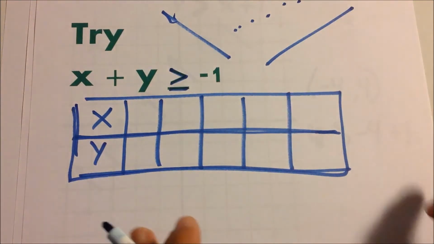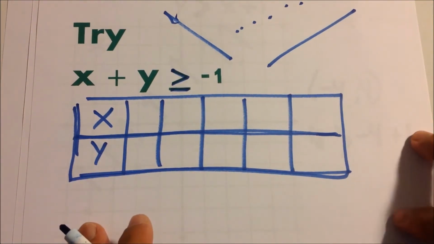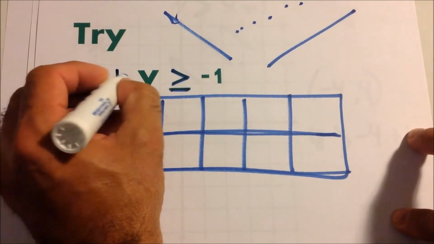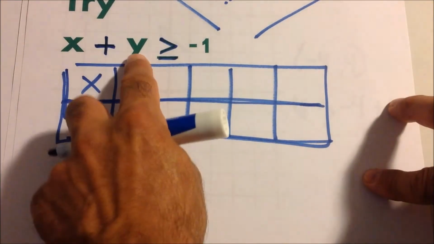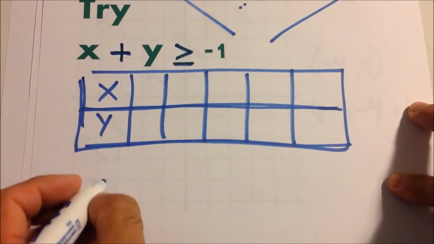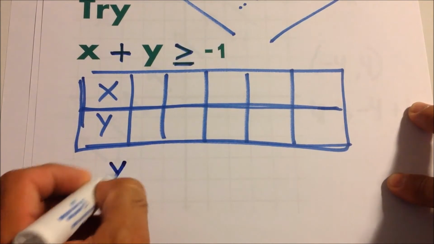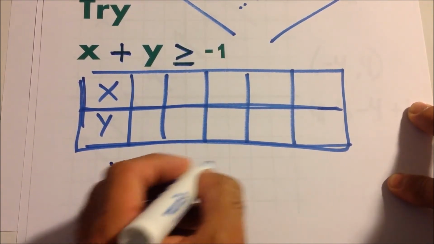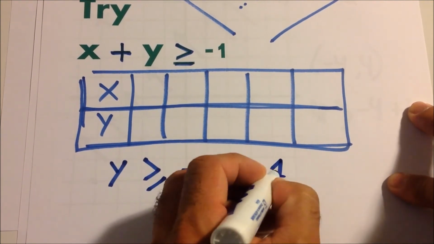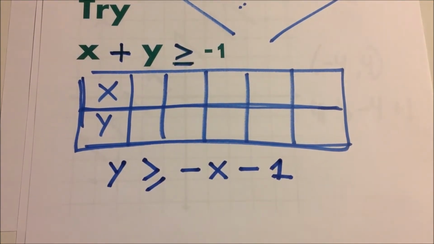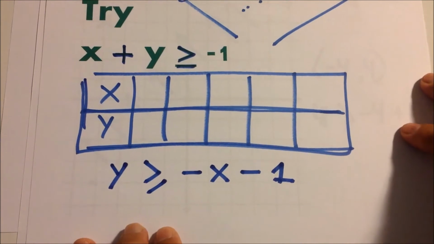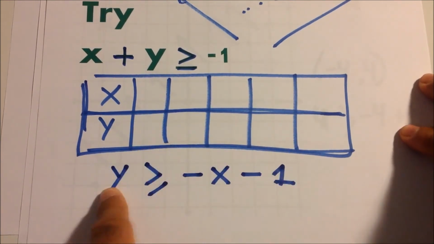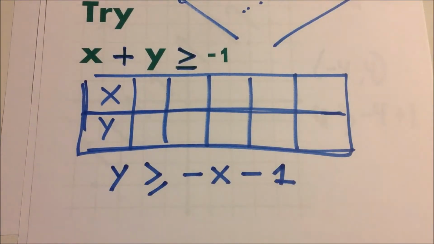Now this is not in slope-intercept form. It's in standard form. And if you want to make it easier for yourself, you can get the y all alone by subtracting the x from both sides. So now it would be y is greater than or equal to negative x minus 1. You can do that if you wish. Whatever's easier for you.